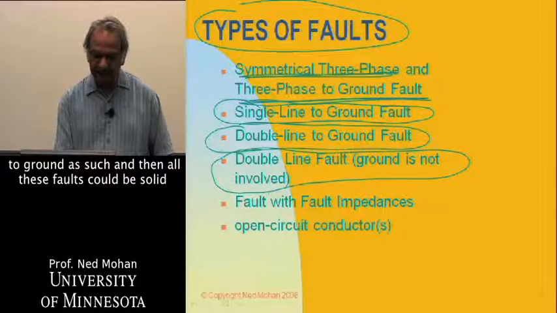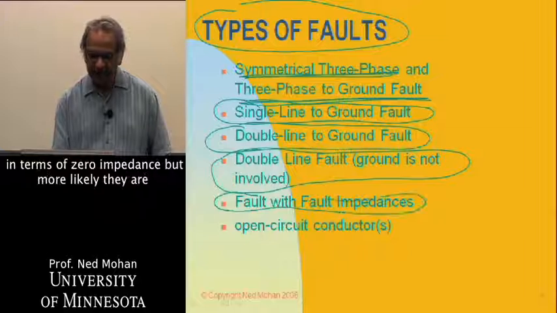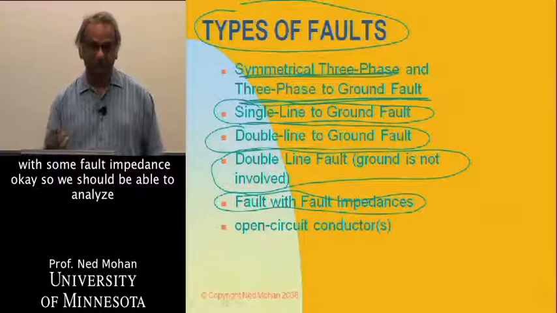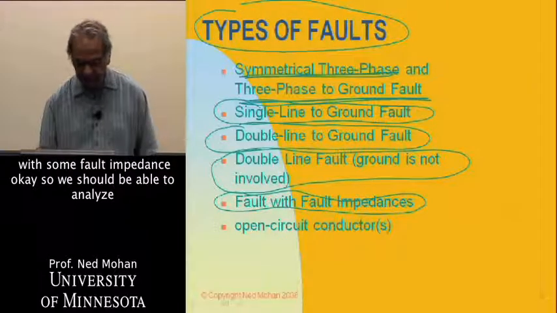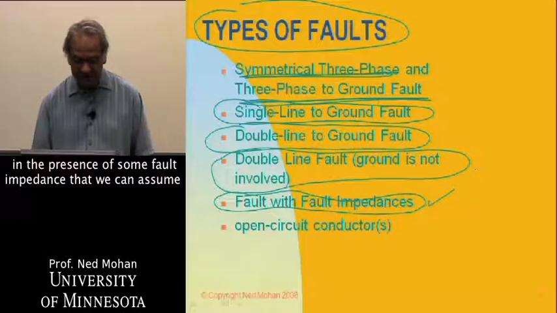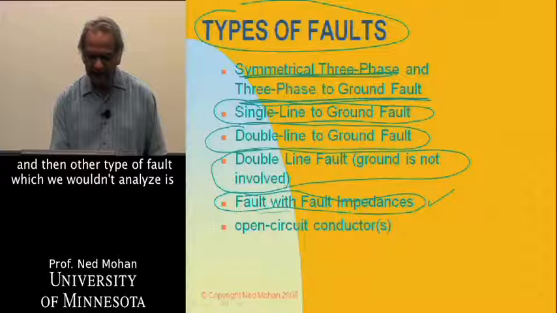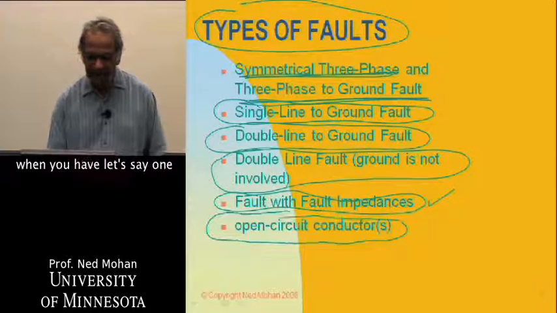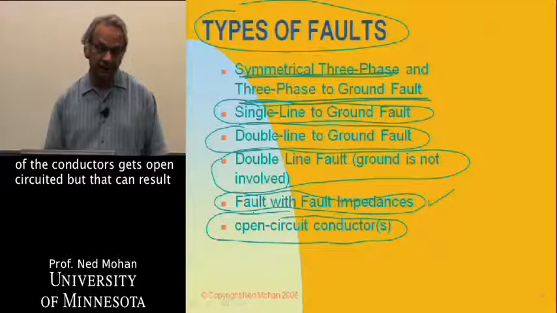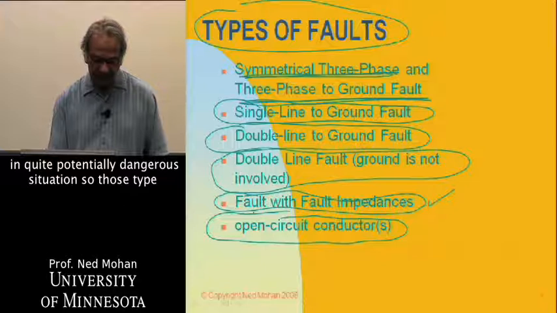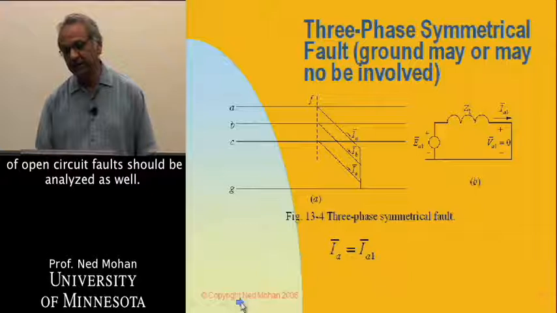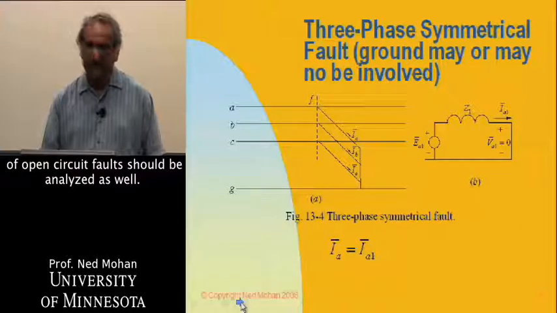And then all these faults could be solid, in terms of zero impedance, but more likely they are with some fault impedance. So we should be able to analyze in the presence of some fault impedance that we can assume. And then another type of fault is when one of the conductors gets open circuited. That can result in potentially dangerous situations, so those open circuit faults should be analyzed as well.